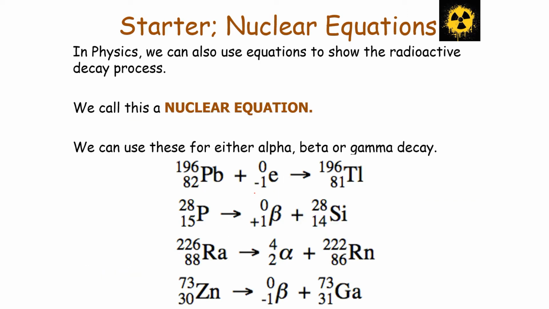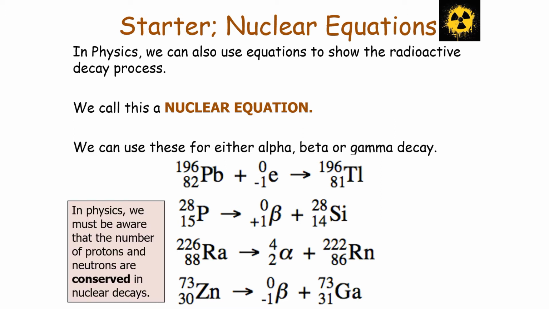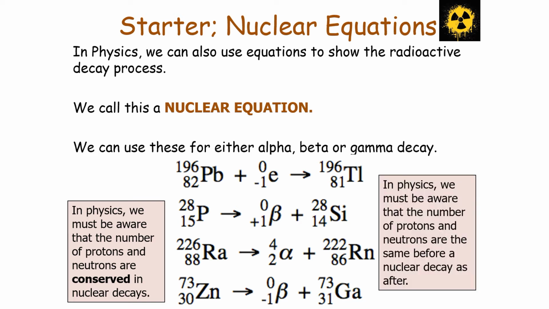Now in physics we can also use equations to show the radioactive decay process, and we call this a nuclear equation. We can use this for either alpha, beta or gamma decay. In physics we must be aware that the number of protons and neutrons are conserved in nuclear decay, so the number of protons and neutrons are the same before a nuclear decay as after a nuclear decay. So it's very important we understand that the mass number and the atomic number before a nuclear decay are the same as after a nuclear decay.